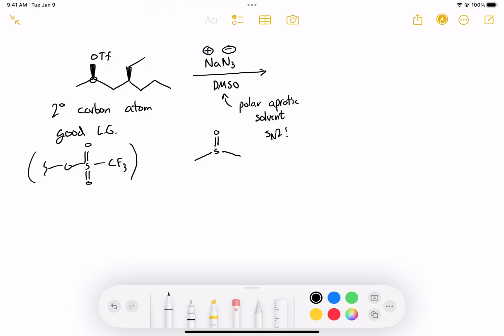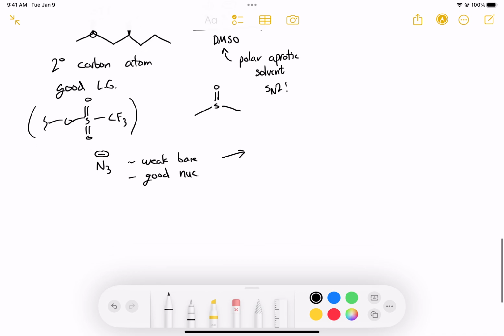So the azide right here, N3 minus, is a source of azide. It's a relatively weak base, but a good nucleophile. Okay. So in this case, whenever you have N3, it's going to do SN2. So this is going to be SN2.